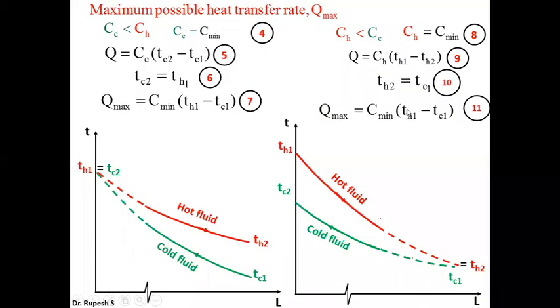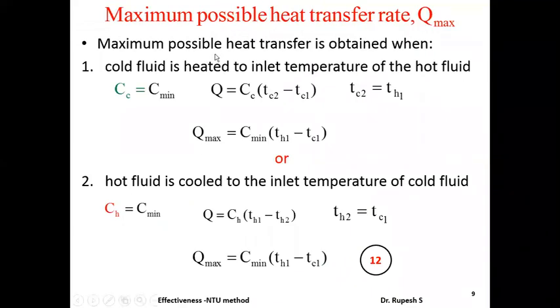Thus, the maximum possible heat transfer can be obtained when, 1. The cold fluid is heated to the inlet temperature of the hot fluid. This happens when the heat capacity rate of the cold fluid is smaller. Or 2. When the hot fluid is cooled to the inlet temperature of the cold fluid. This happens when the heat capacity rate of the hot fluid is smaller.